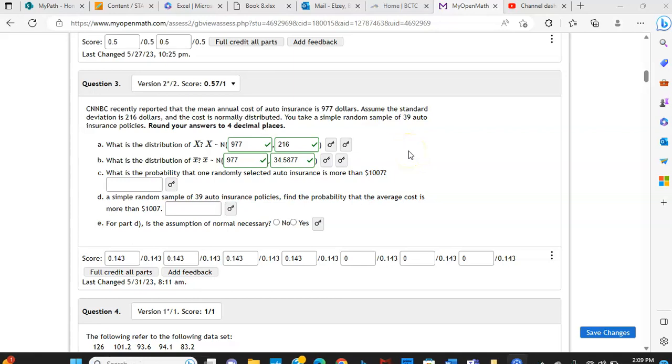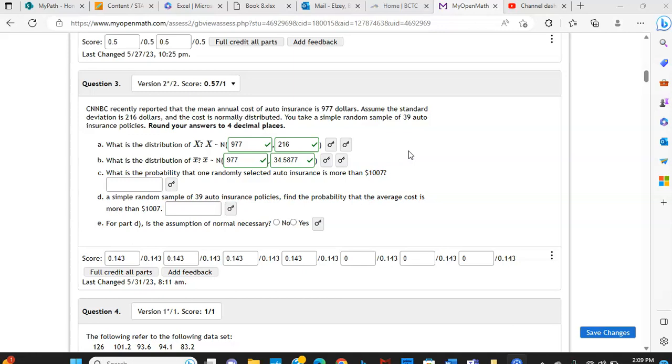Okay, so let's take a look at question 3 on the review. And since you've got several questions, I may have to break this up into 2 videos or 3, but we'll see. Okay, so I'm going to write down that we've got our distribution for x already because we'll take that to another sheet. So our mean is 977 and our standard deviation is 216.